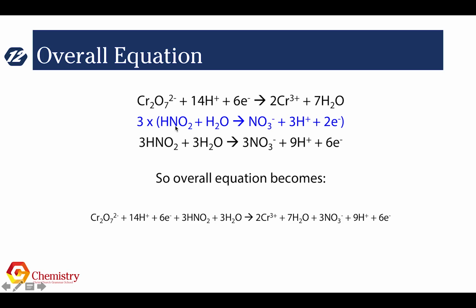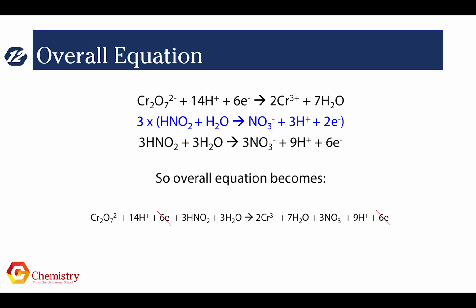Now, to produce an overall equation, we have to add the half equations together. The name of the game here is that we want electrons to not appear at all in the final equation. If we look at the two half equations, we've got 6 electrons here, and then the 2 electrons here don't actually cancel out with the 6 electrons. What we want is the same number of electrons on both sides. So for this half equation, if I multiply it by 3, we then end up with 6 electrons.